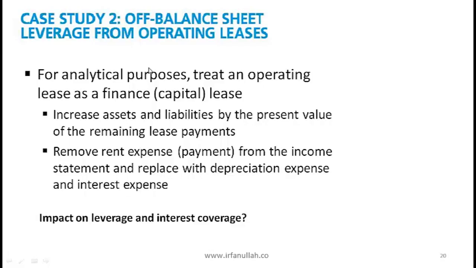So as an analyst, the key takeaway from this is, how do you adjust for that? This is Level 1 and we did this in Level 2. For analytical purposes, you treat an operating lease as a financial lease, also called a capital lease in US GAAP terminology. How do you do that? You figure out the present value of all the cash flows and then use that amount to increase both the asset and liabilities.